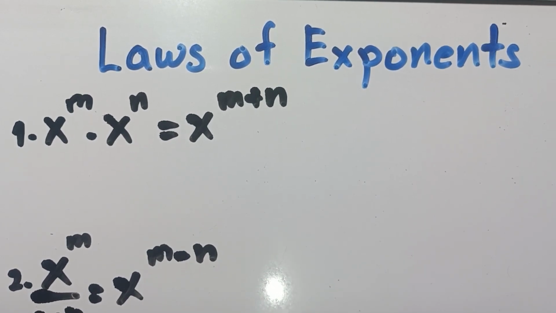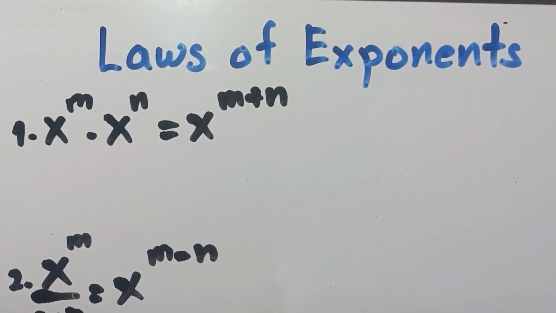We have 12 laws of exponent, and for every one I will give you two examples. First is an algebraic expression using variables, and the other one using whole numbers. We are using small numbers for easy understanding.